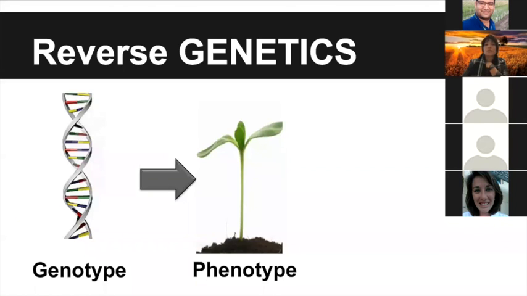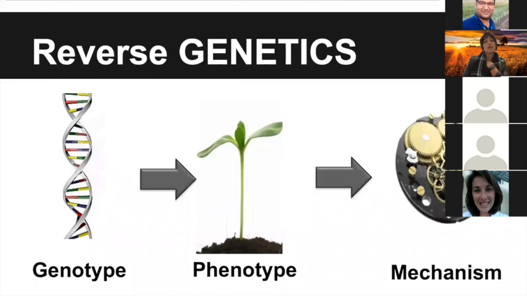We can also do reverse genetics. For example, if you know the genotype, you can go to the phenotype and test whether that genotype in other species will also give you the same phenotype in the species you're interested in, and then look at the mechanism, and whether it is going to be the same or different.